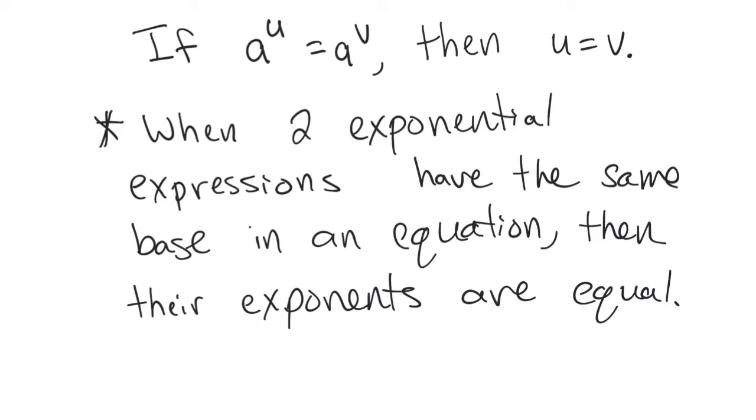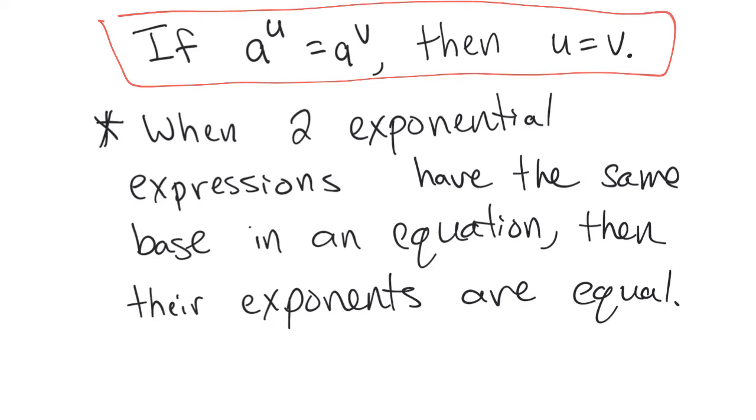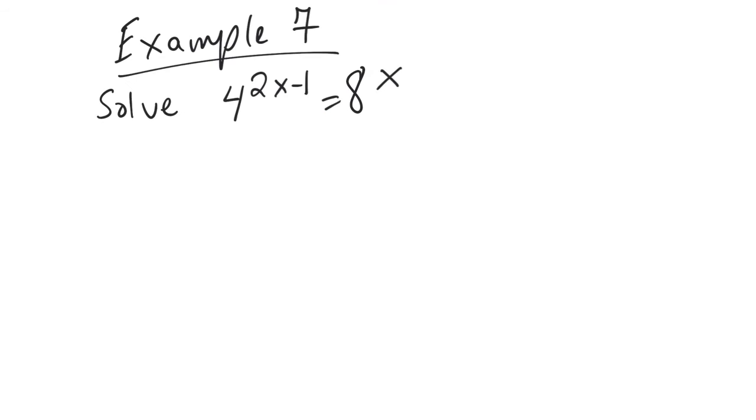And I have it up here. If a raised to the power of u equals a raised to the power of v, then u must equal v. Basically, in words, when two exponential expressions, so in our case, a to the u and a to the v, have the same base, which in this case is a, and they have that equal sign in between, then the exponents are equal.